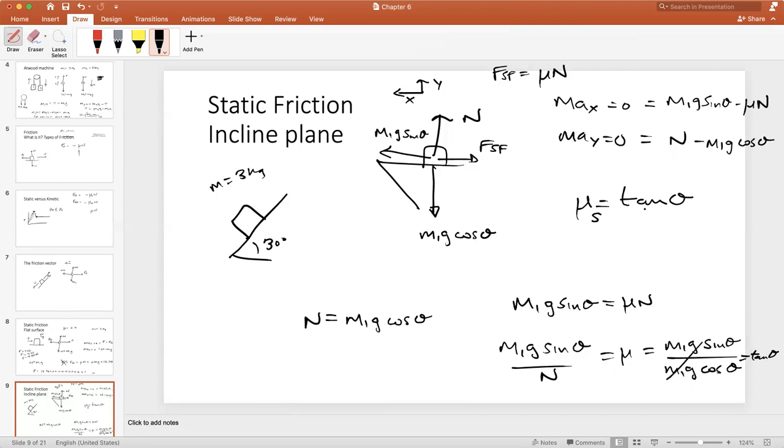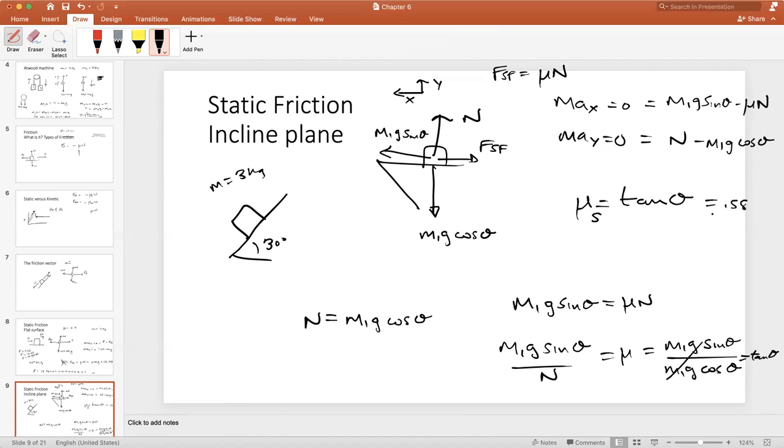So yeah, this isn't the best model for friction. Unfortunately, friction is so complicated, we really can't model it. So we do our best, and our best is mu s and mu k. So once you overcome tangent of the angle times the normal force, this thing moves. So what is mu s? Well, what is tangent of 30? Tangent of 30 is 0.577. So this is about 0.58.